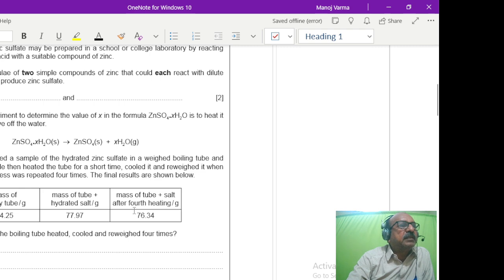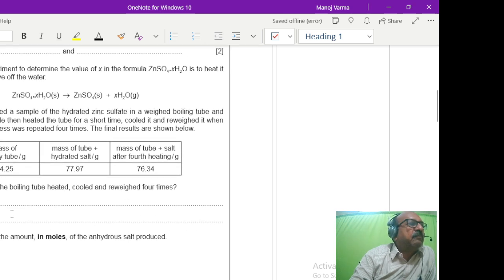Now why fourth heating? Because you have to drive out all the water. So you are ensuring that all the water has been driven out. So now you are left with obviously the mass 76.34 gram, which is obviously less than the mass of the hydrated salt because of the removal of water, but obviously it is more than the mass of the empty tube because there is some zinc sulfate which is present in the tube. So why was the boiling tube heated, cooled, and reweighed 4 times?